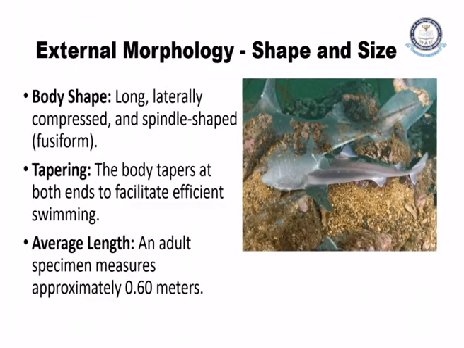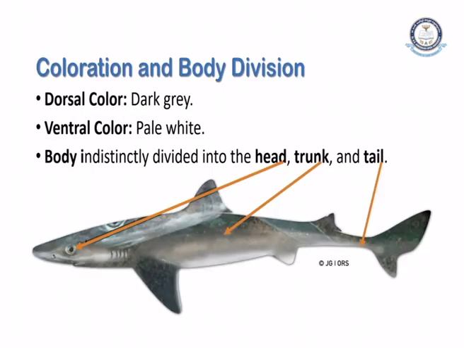Coming to the external structure or morphology of the fish, the shape and the size of the body of the fish is long, laterally compressed and spindle shaped. That is nothing but this form of the body is called as fusiform, and tapering ends are present, that means pointed ends are present at both the sides, and it is helpful in swimming. Average length of the fish is around 0.6 meters, on an average.